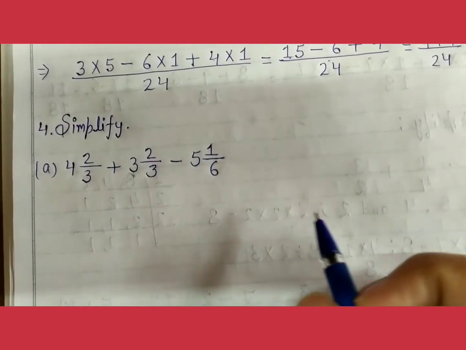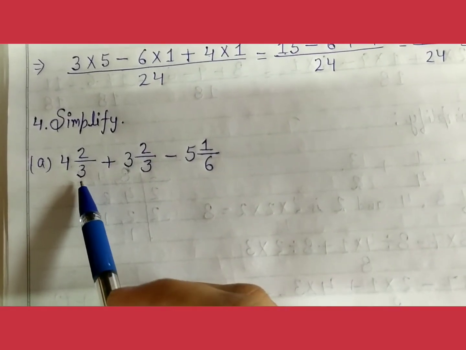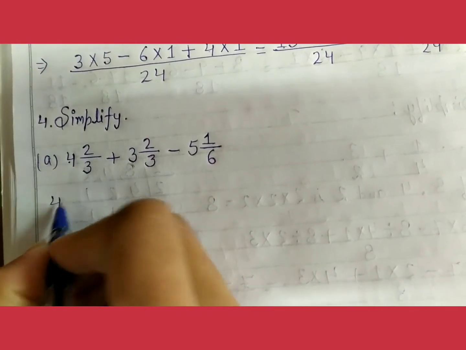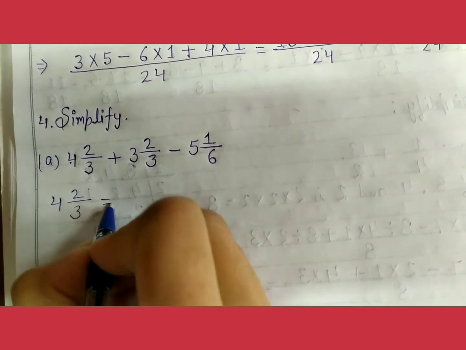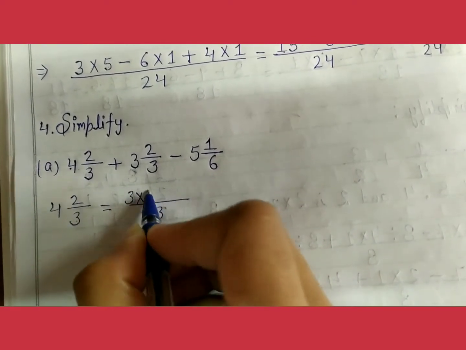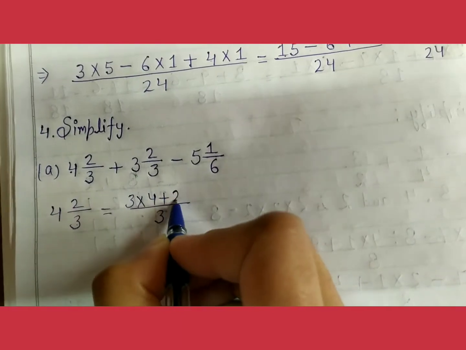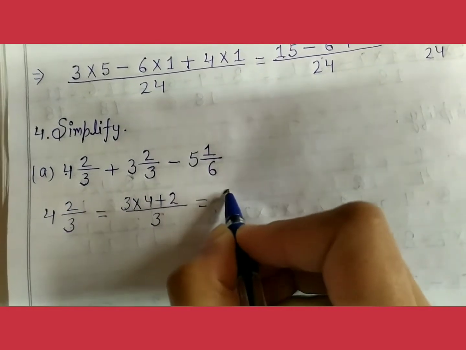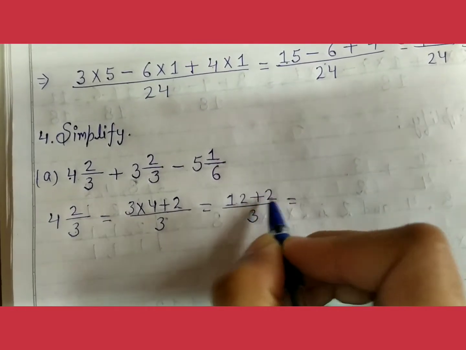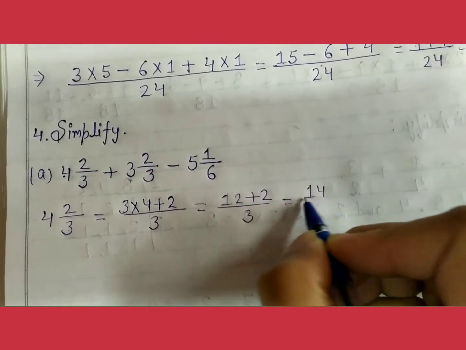Children, firstly change into improper fraction, 4 2/3. Write 3 in the denominator. In the numerator, 3 multiply 4 plus 2. 3 fours are 12, plus 2, upon 3. 12 plus 2, 14 upon 3.